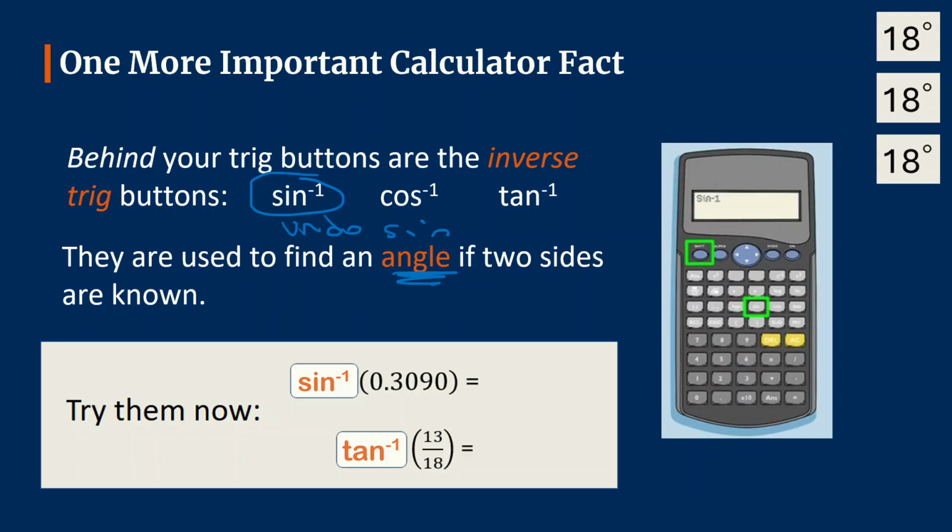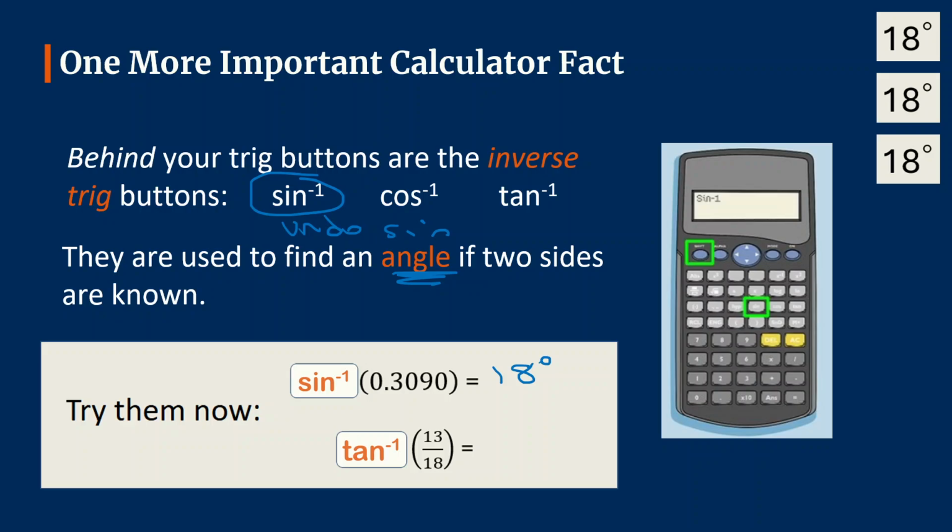0.3090. So that means finding the shift or second function. Usually, as the diagram shows, it's in the upper left. Again, get to know your calculator. When I type it in, my calculator shows 17.9989. Well, for angles, we like no decimal places. I'm going to round that to the nearest full number, which is 18.